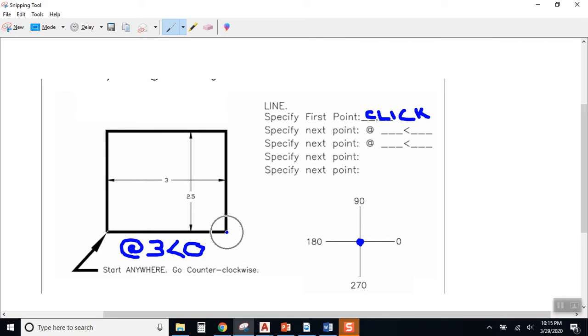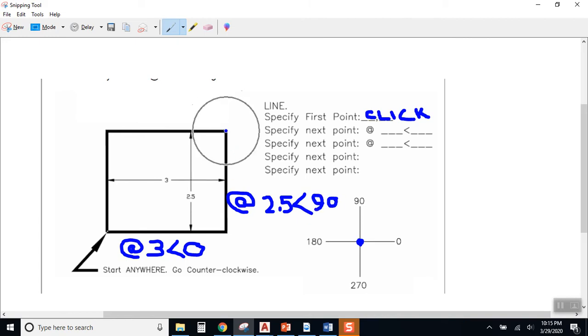Okay, now we're here. We want to go there. So AutoCAD, forget about the origin, @ sign. What is our distance? 2.5. And what is our angle going straight up? 90.